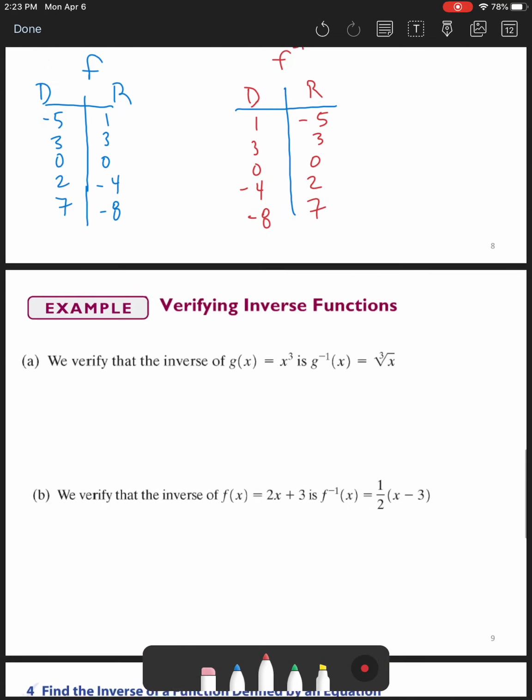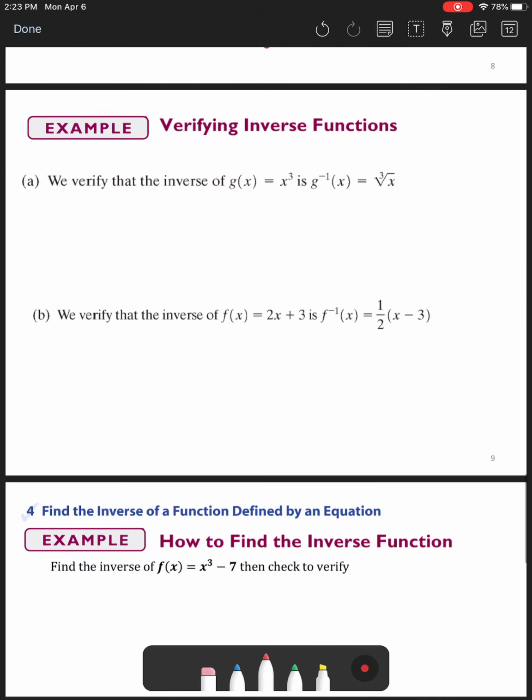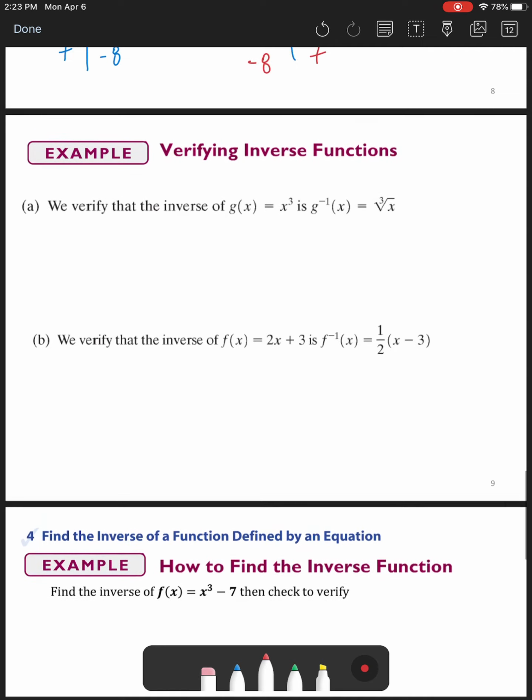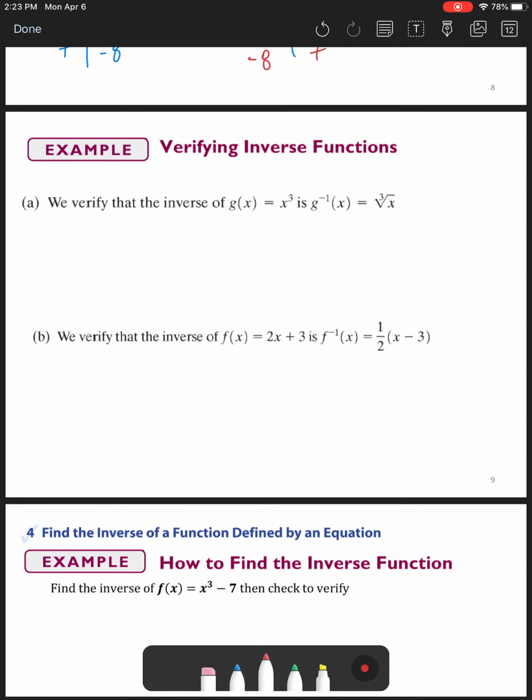All right, let's move on. Verify that the inverse of g of x equals x cubed is cube root of x. You can verify this by using what we learned last time, taking the compositions, and if the compositions come out to equal x, then they're inverses. So we're going to take these quick compositions.